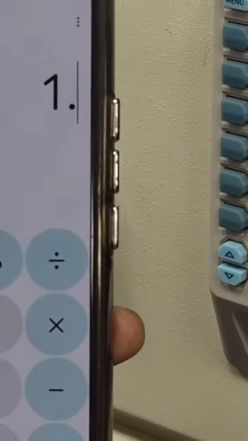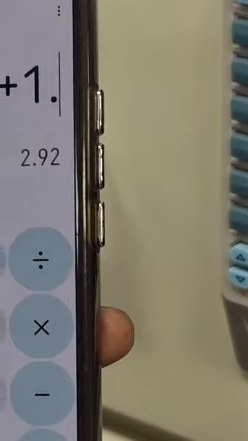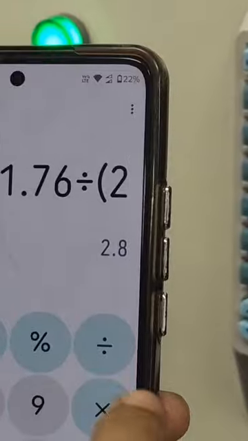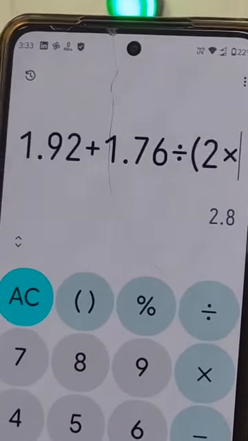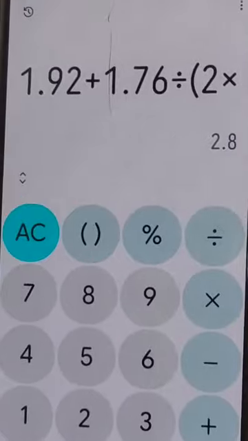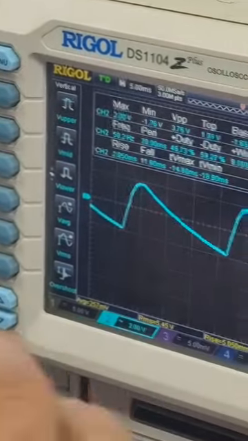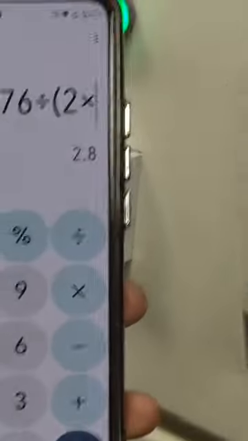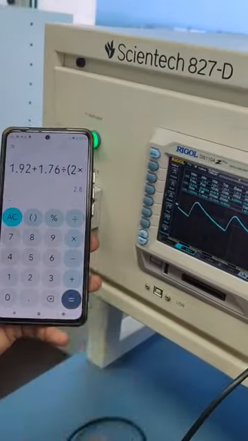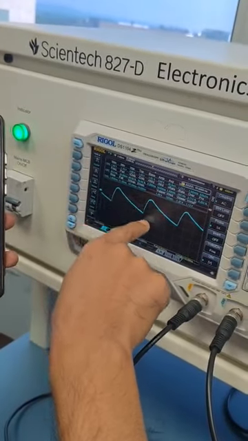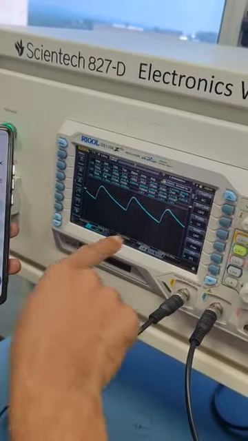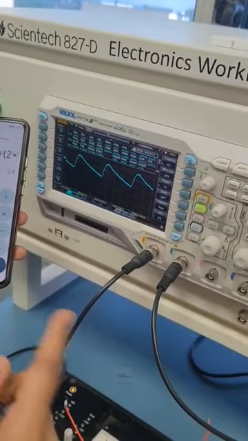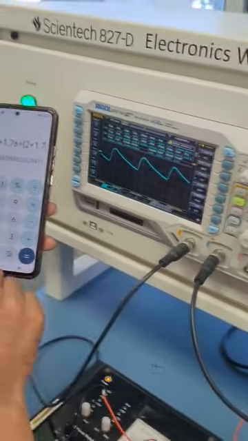1.92 plus 1.76 divided by 2 into root 3. This is not root 2. Generally, we assume that in order to find RMS, we divide it by root 2. But root 2 is for what? Root 2 is for the sine wave. But this is not a sine wave. This is rather a rectangular kind of signal. So rectangle signal के लिए RMS जब निकालते हो ना, तो वो root 3 से डिवाइड होता है. यहाँ पे root 3 से डिवाइड करो 1.73.